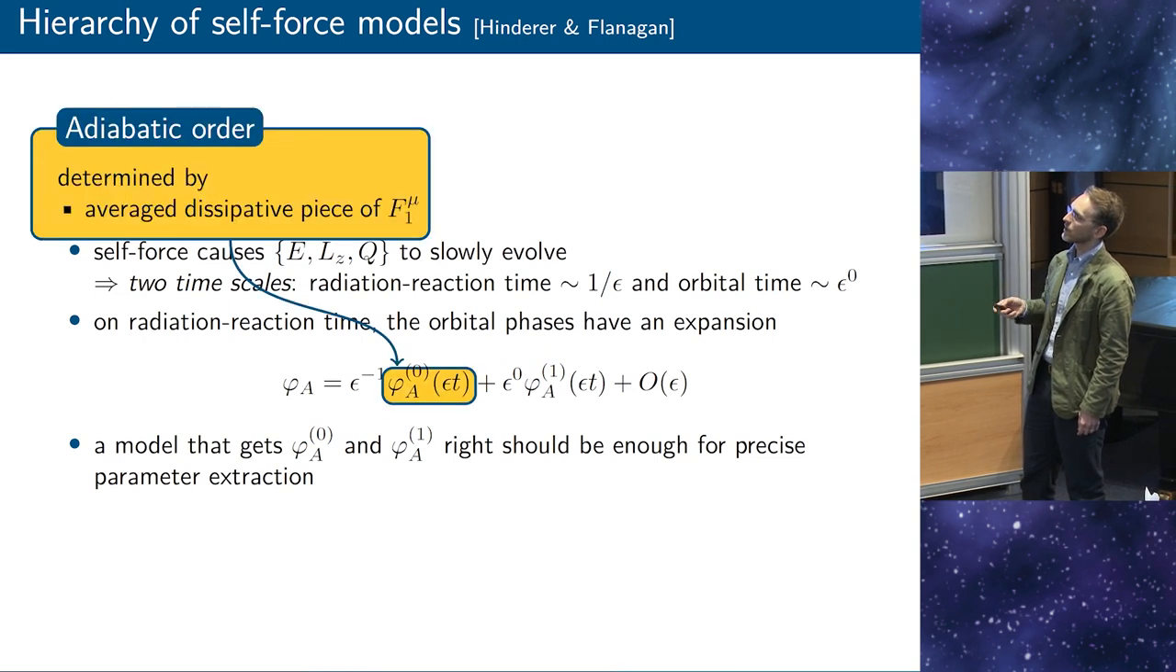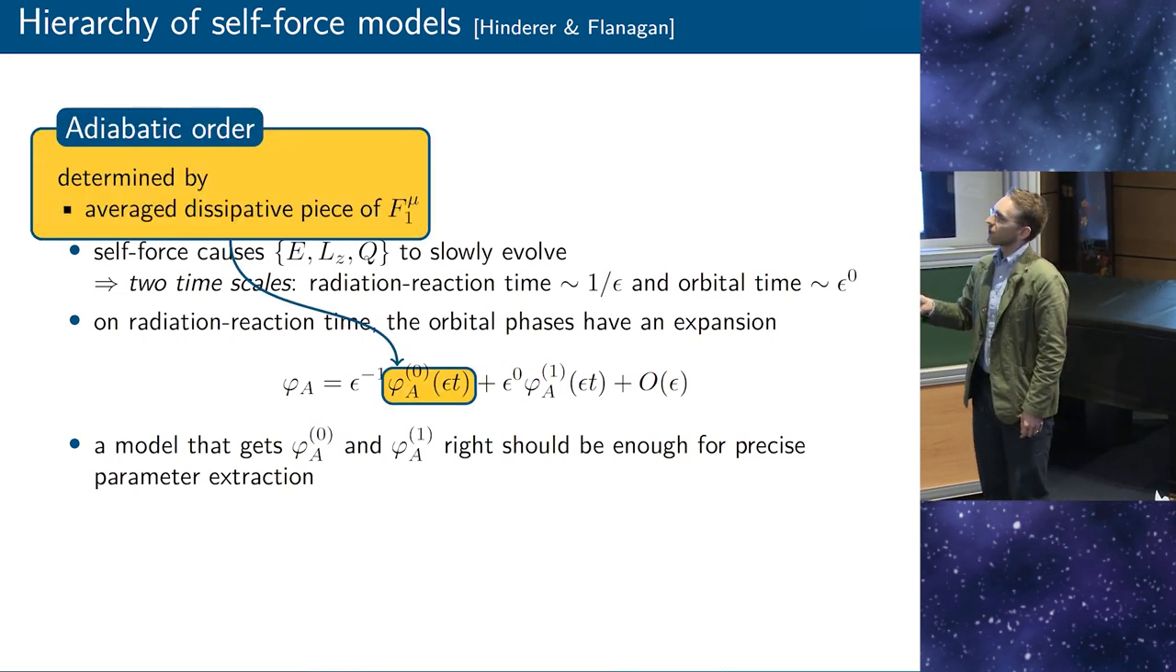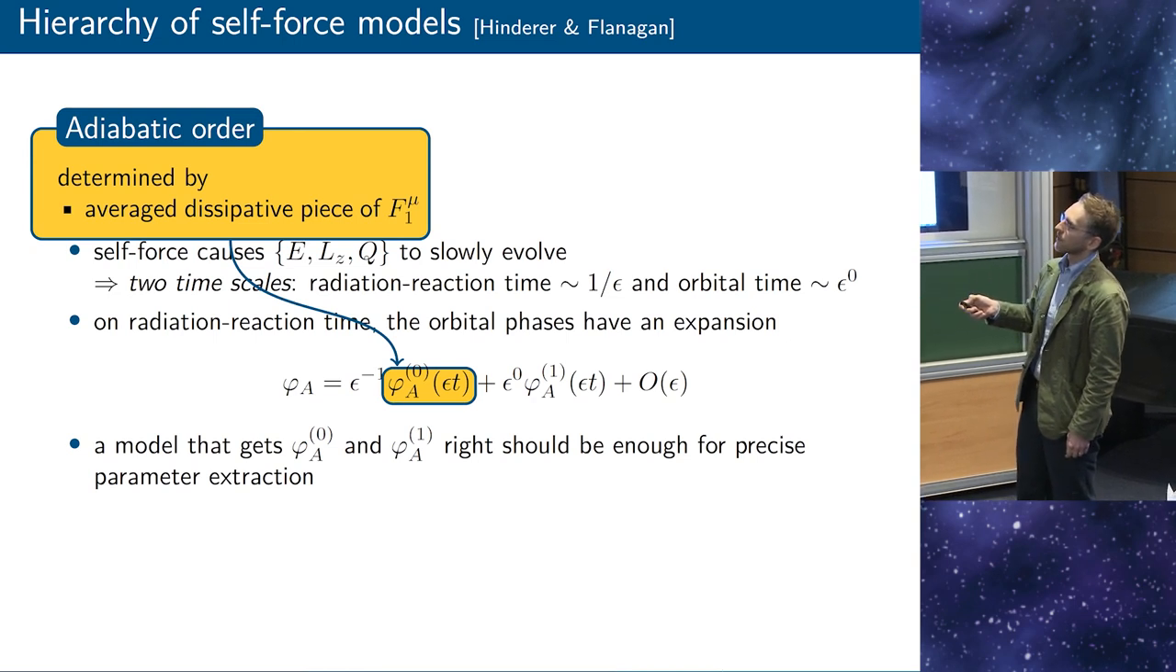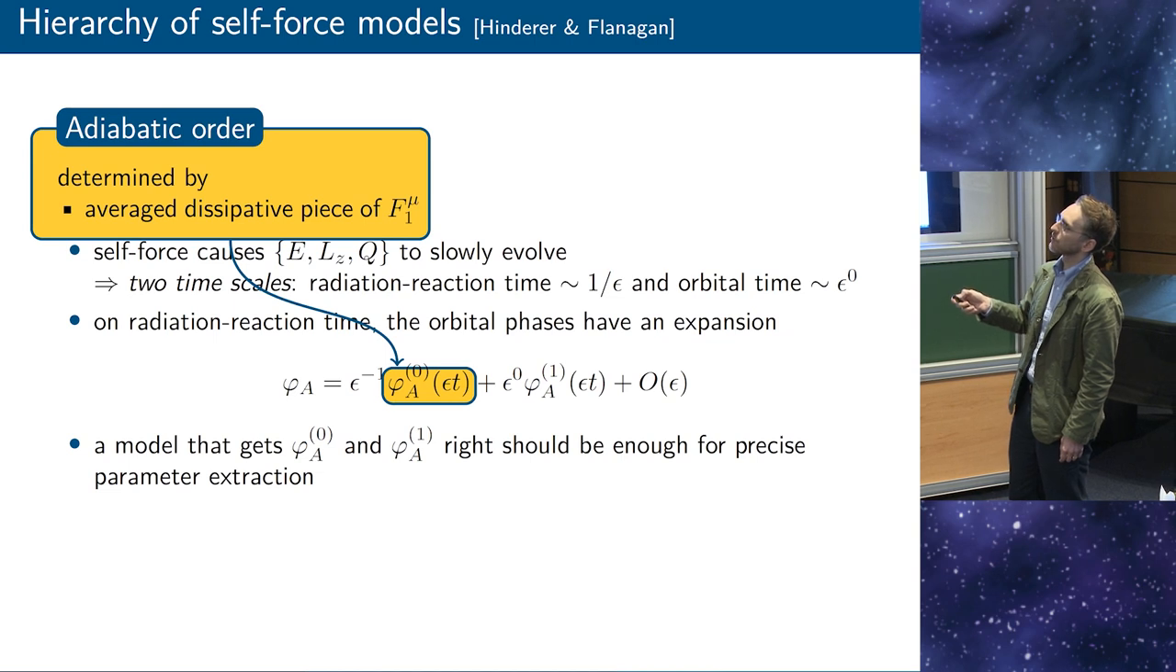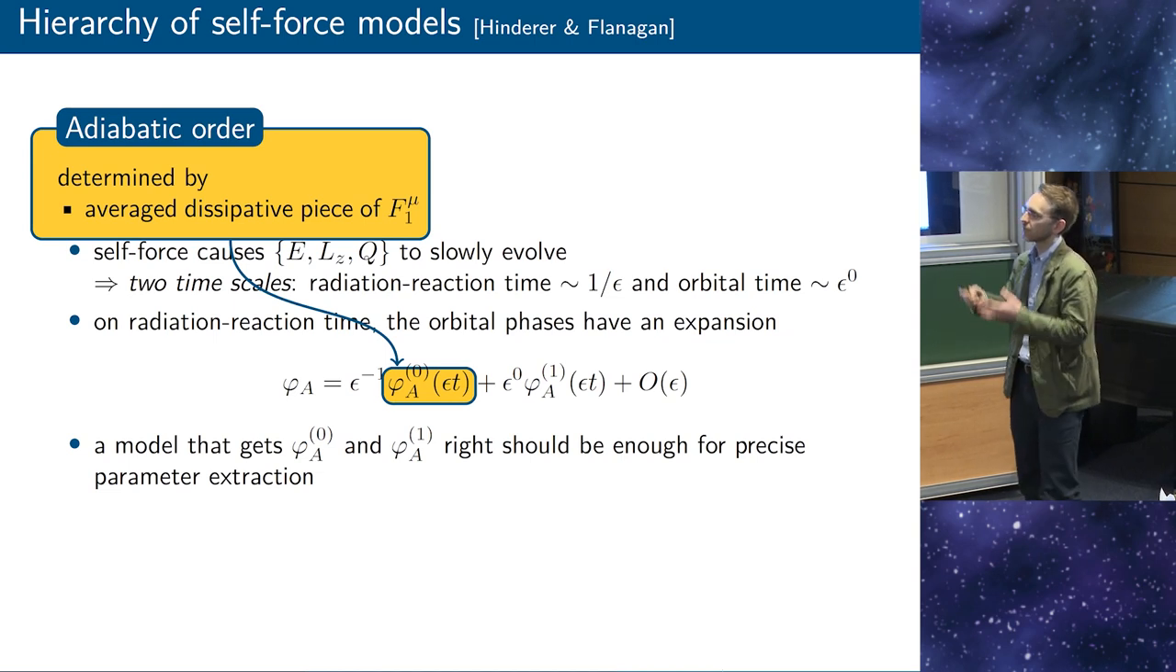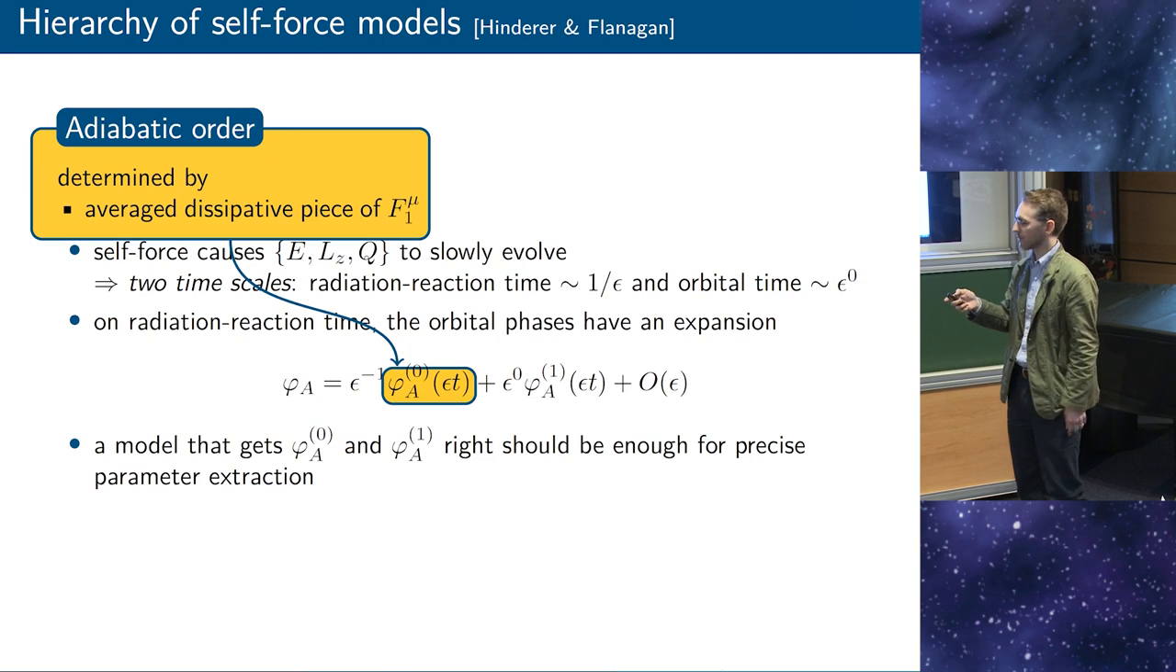Okay, so what do you need for each of these things? So this first term is called the adiabatic order phasing. And that's determined just by the averaged dissipative piece of the first order self force. So it's basically just the slow dissipative change in the system, at leading order.